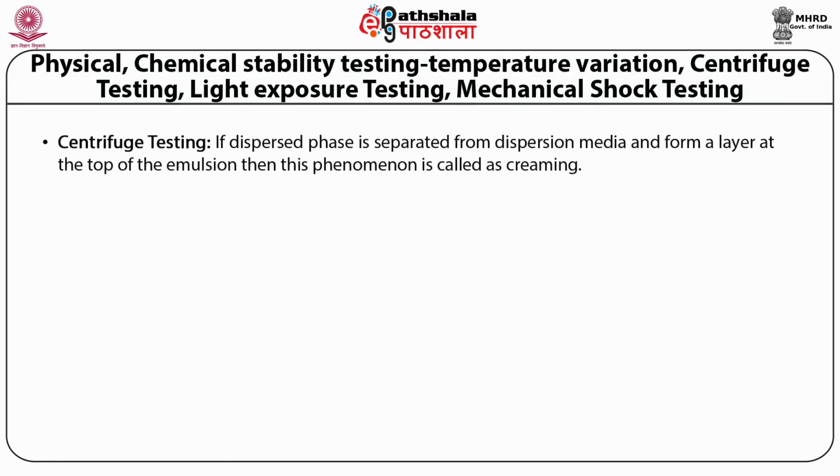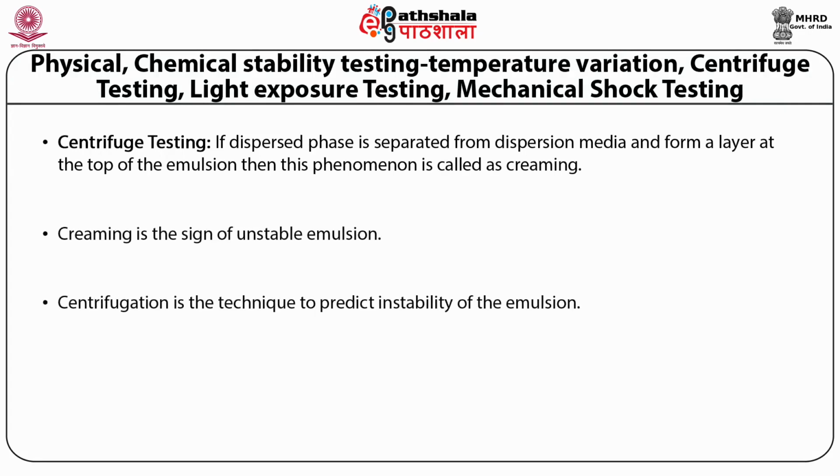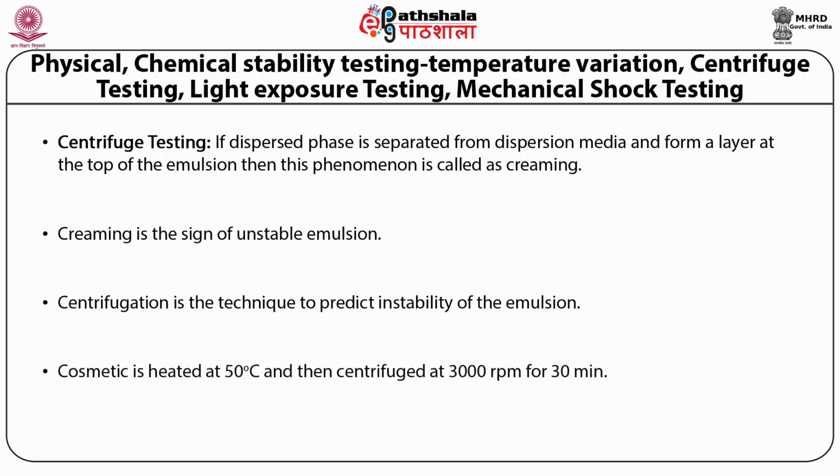Centrifuge testing. If the dispersed phase is separated from the dispersion media and forms a layer at the top of the emulsion, then this phenomenon is called creaming. Creaming is a sign of unstable emulsion. Centrifugation is a technique to predict instability of the emulsion. The cosmetic is heated at 50 degrees Celsius and then centrifuged at 3000 rpm for 30 minutes. The product is then observed for any sign of creaming.